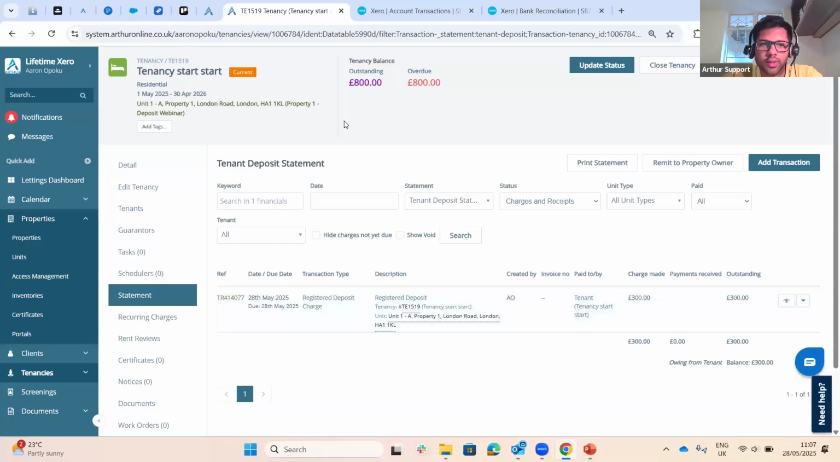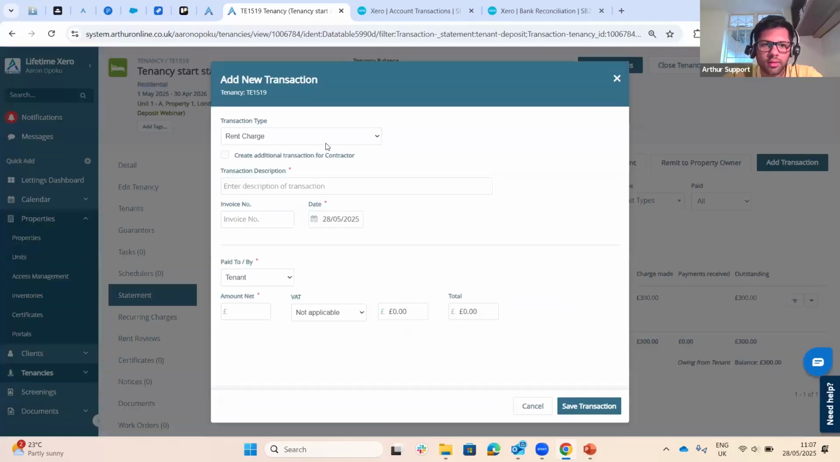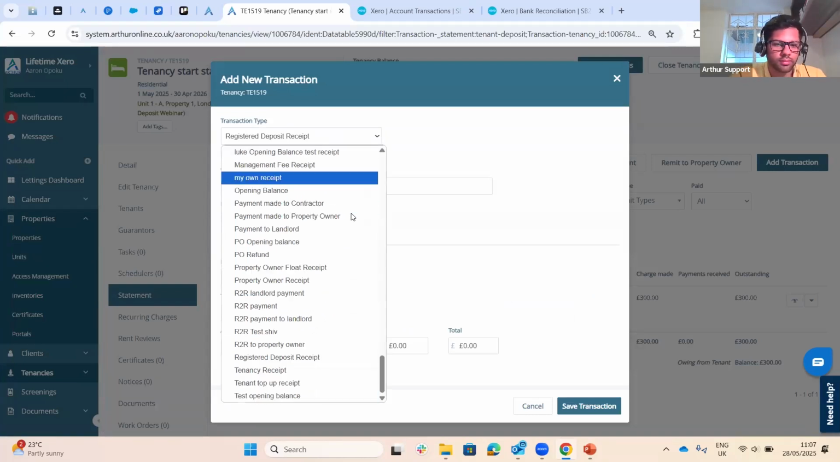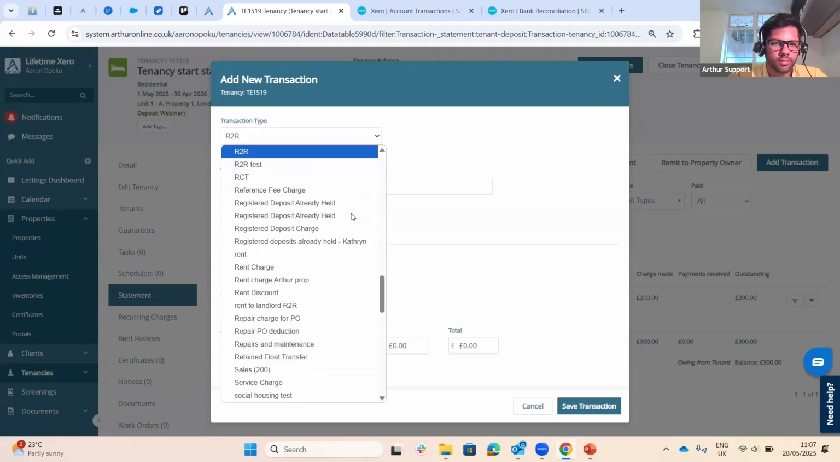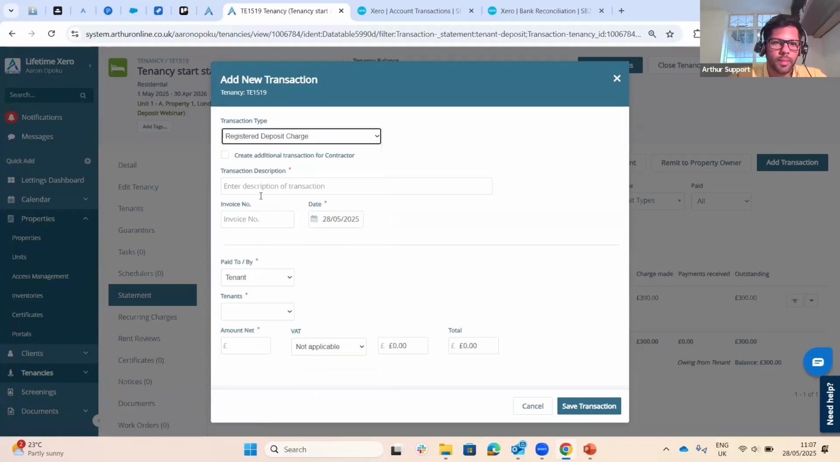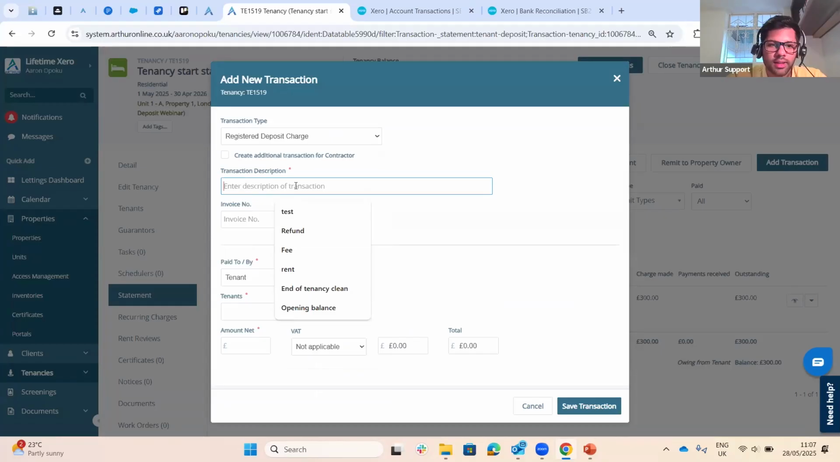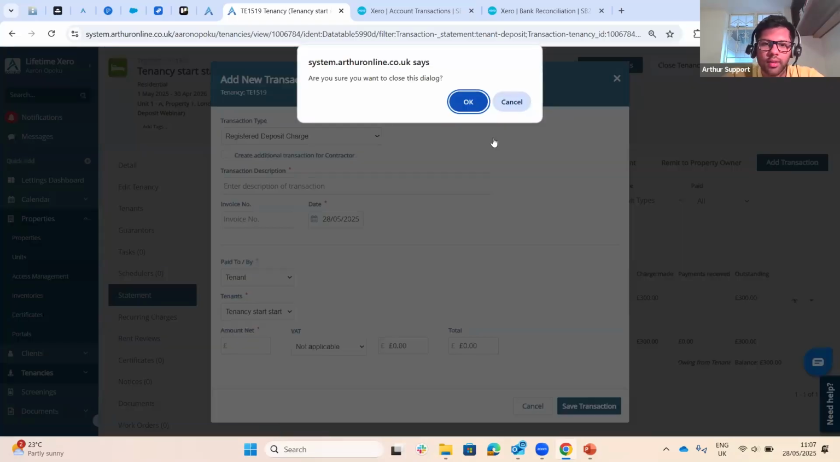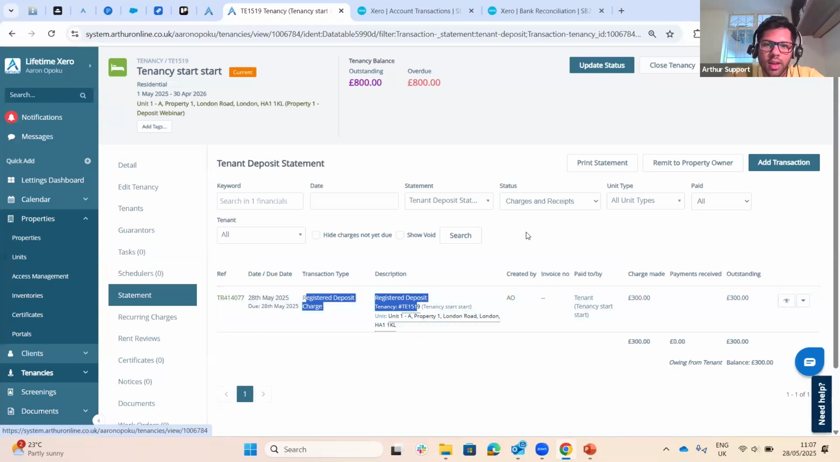You can either raise this once you have already set up the tenancy from the deposit statement directly, add transaction, and then here, registered deposit charge. And then just add the description, something like deposit charge, date of the invoice, which is date of the charge, paid by the tenant, tenant's name, and then the amount in here. Once you save transaction, that will then go ahead and create this deposit charge.